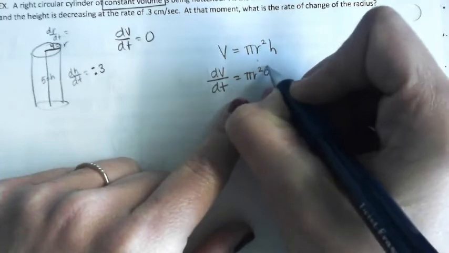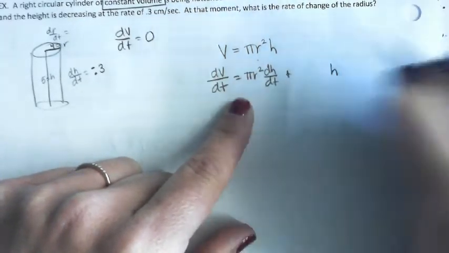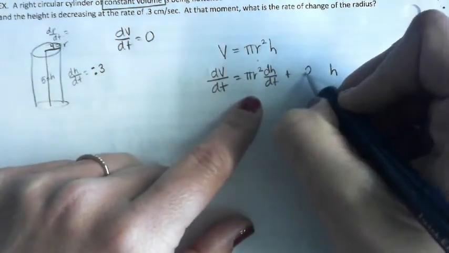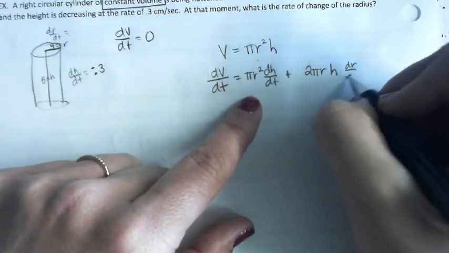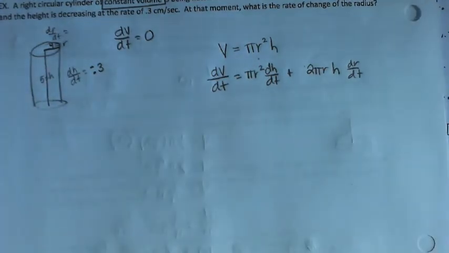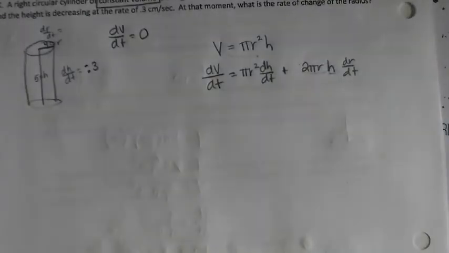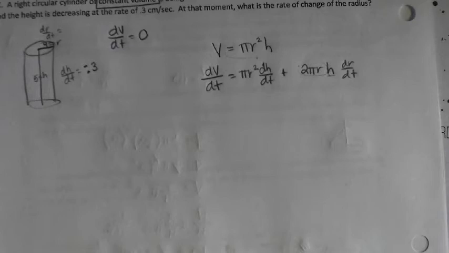First times the derivative of the second plus the second, h, times the derivative of the first, is 2 pi r dr/dt. I just shuffled up that order to make it look better. But there's my second, h, times the derivative of the first, 2 pi r dr/dt. So go ahead and plug in what you know.